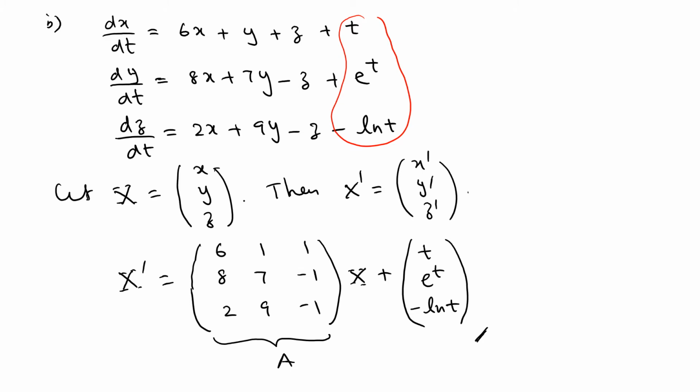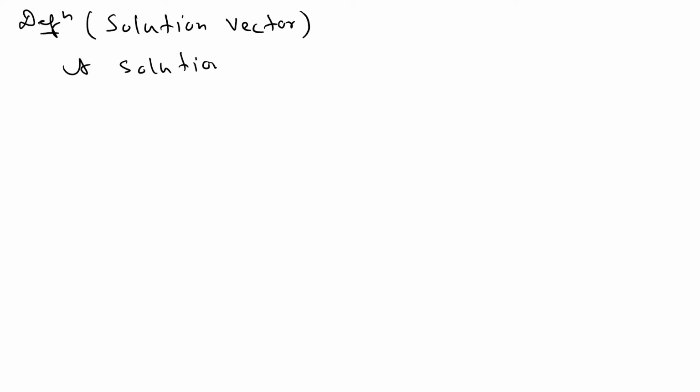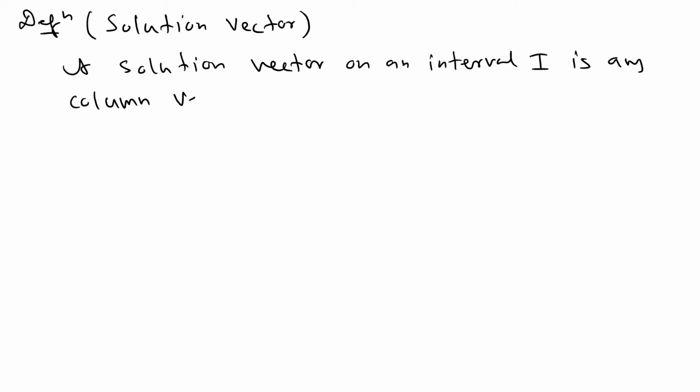Now let's define a few other terms. What do we mean by a solution vector? The definition: a solution vector on an interval I is any column vector x which has components x1(t), x2(t), like that, up to xn(t) if it has many components.